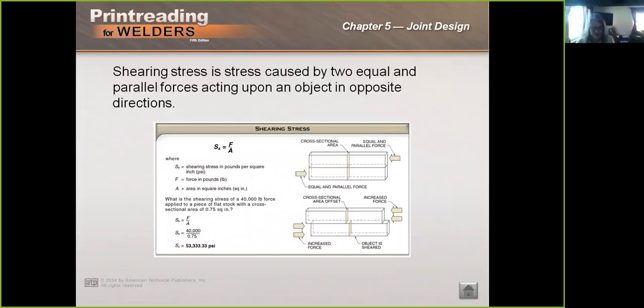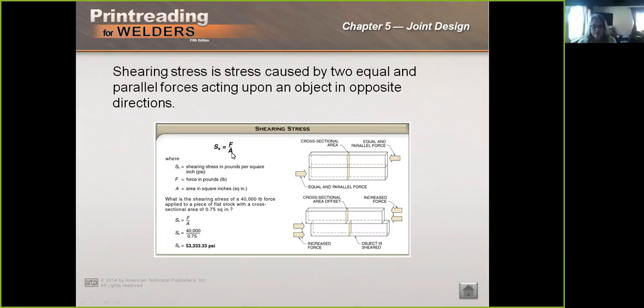Shearing stress is caused by two equal and parallel forces that are acting on an object from opposite directions and that are not aligned. So we've got a pushing force on the top and a pushing force on the bottom, or we could have pulling forces on top and pulling forces on the bottom. Shear stress is still equal to force divided by area.